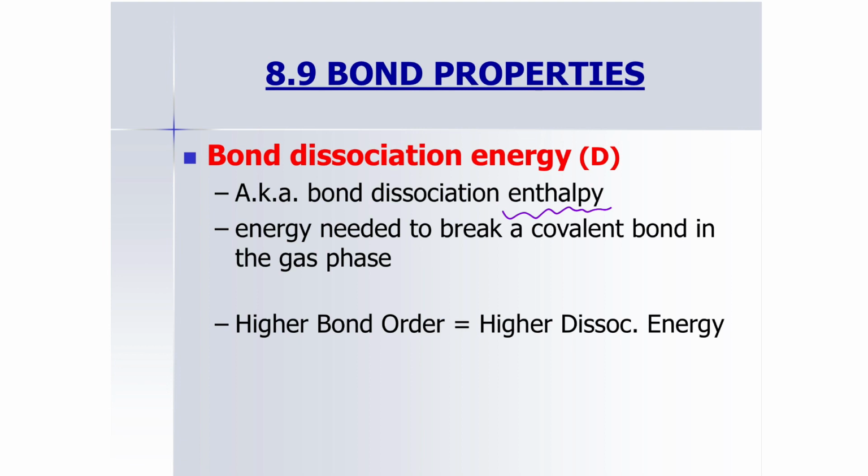But what is our bond dissociation energy? It is the energy needed to break a covalent bond, specifically in the gas phase. Just like how we talked about ionic compounds dissociating earlier in the year, we're talking about a covalent molecule dissociating here as well. Now, what we can see is that if we're thinking about how much energy is involved in that dissociation process, the higher the bond order, i.e. the stronger the bond, the more energy it will take to separate those two atoms.